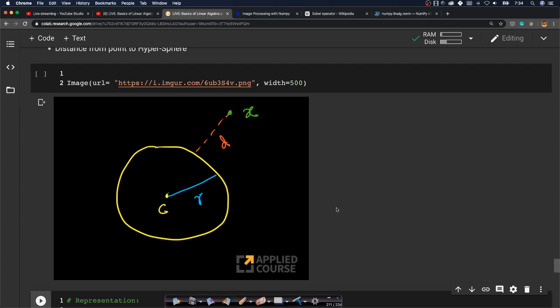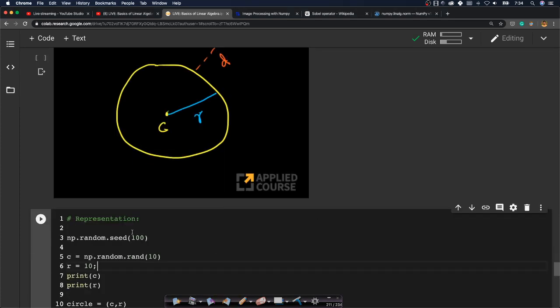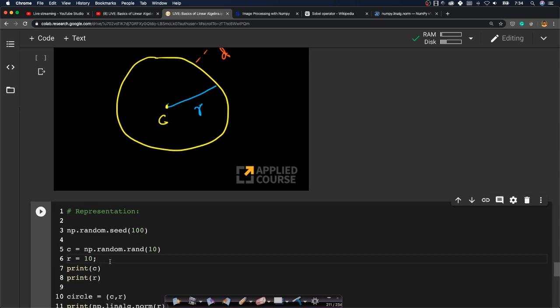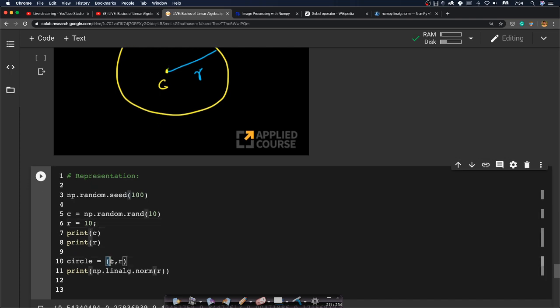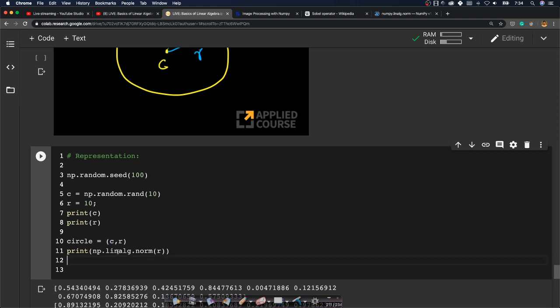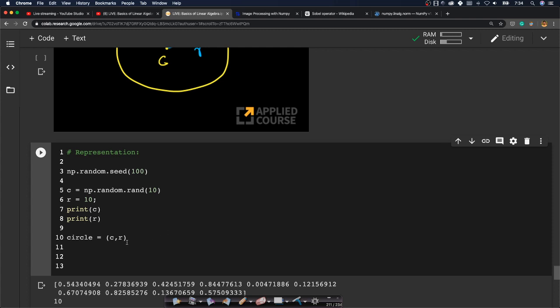Okay, so a couple of operations that we wanted to read. So how do you represent a circle? Very simple. You represent the center using a vector, the radius using a scalar, and a circle is basically a tuple of the center and radius. I use C for center, R for radius. So I don't have to compute linear algebra, norm, R, all of that stuff. I don't have to worry about this. You can represent a circle very easily using the center and radius.